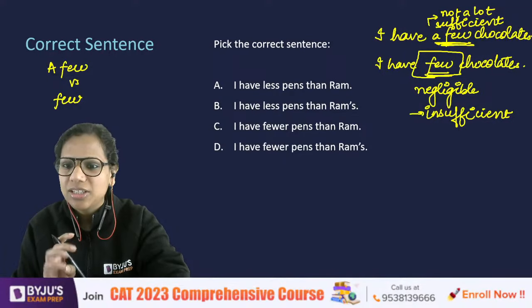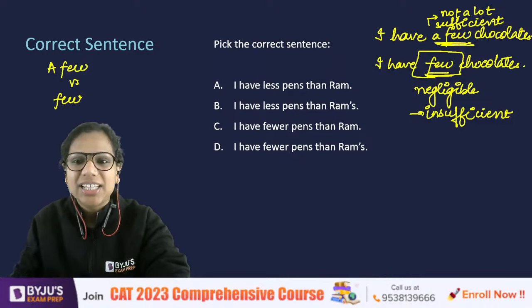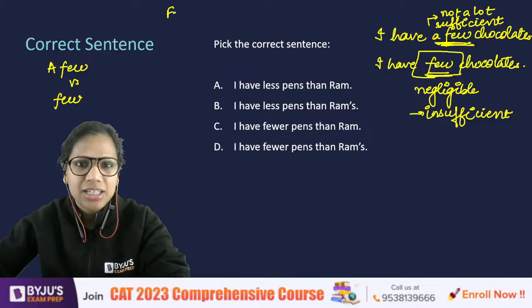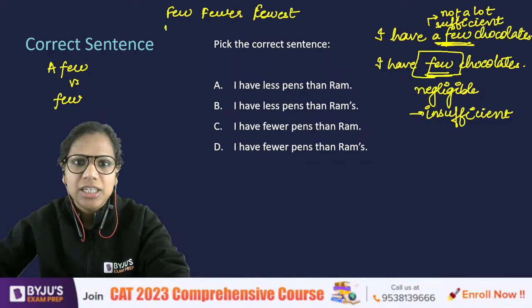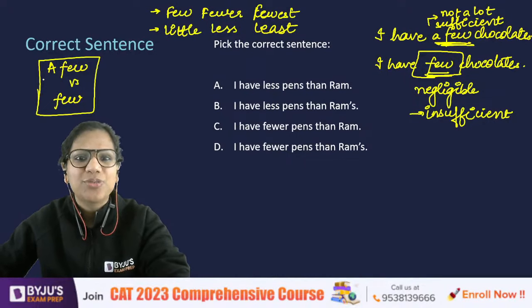Again, Reena, absolutely correct. Okay, so I hope this is clear now. The difference between few and little. Few, fewer, fewest. Little, less, least. So the difference between these and the difference between a few and few.